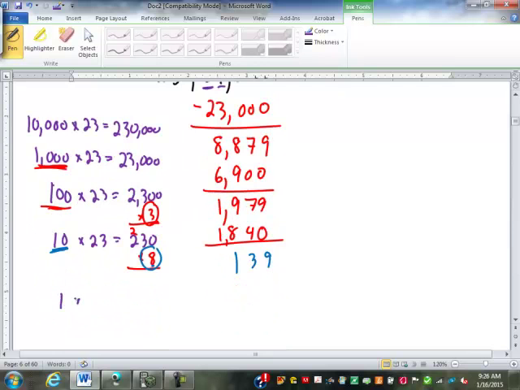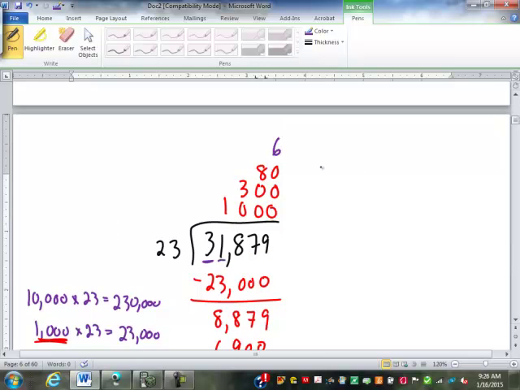So, of course, the last place value is 1. So 1 times 23 is just 23. Let's do 6 times. That'd be 138 with 1 left over. So we just subtracted 23 6 more times, and there's a remainder of 1. So that's 1,386 with a remainder of 1.